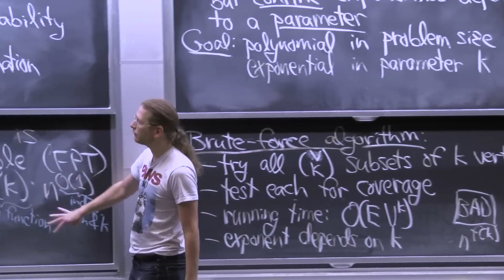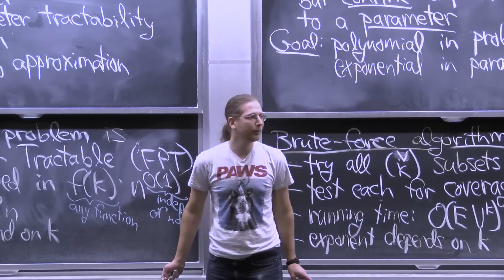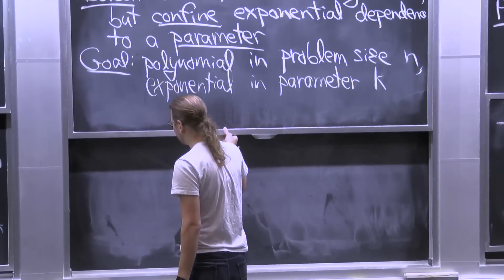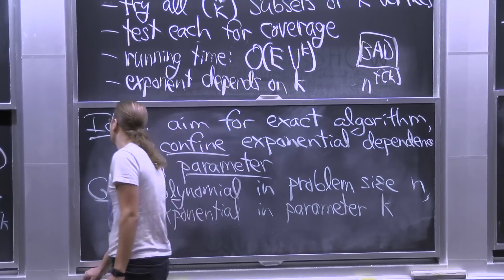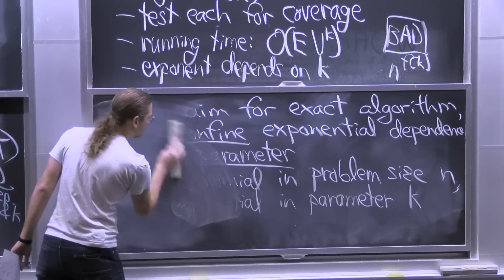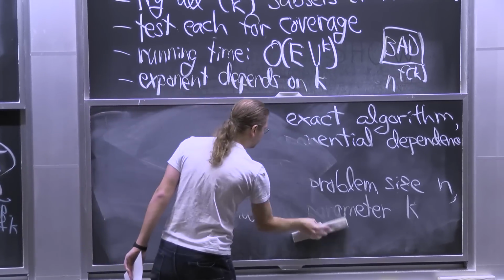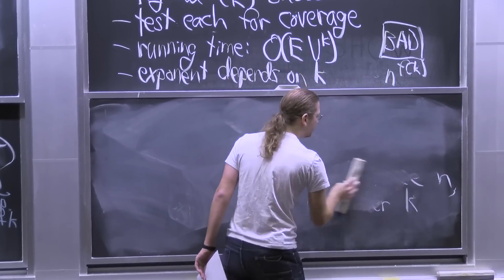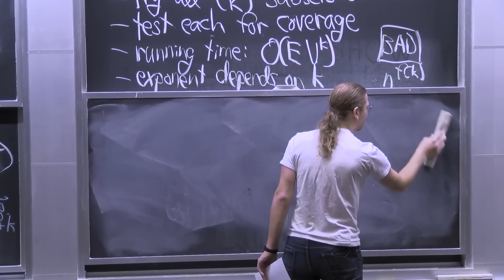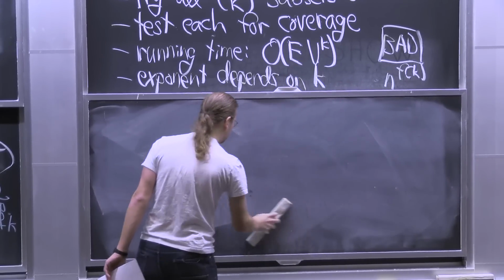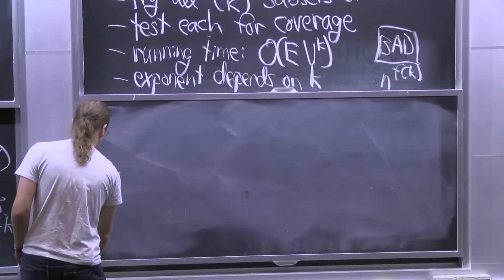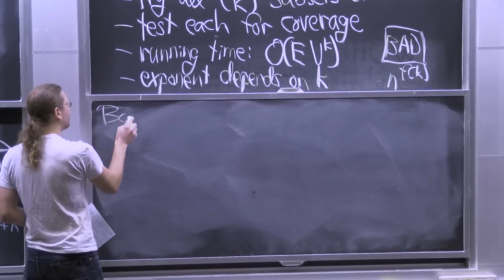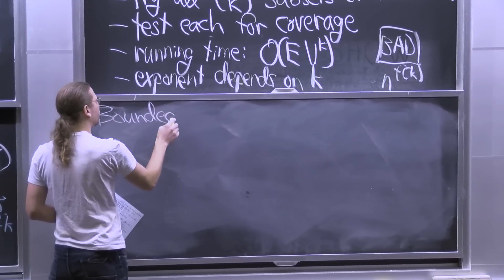I claim vertex cover is fixed parameter tractable. There is such an algorithm. And the algorithm is going to look familiar, very similar to the two approximation algorithm that we had last class for vertex cover. But I'm going to give it a different name, which is bounded search tree.